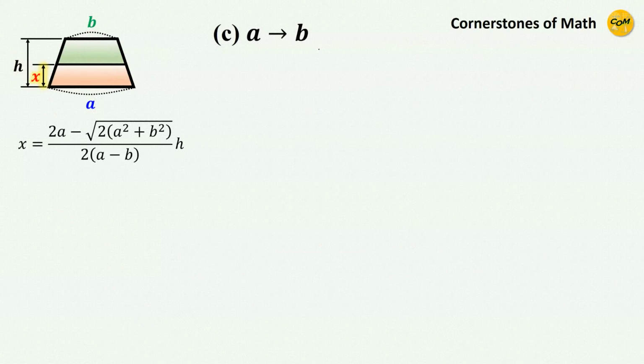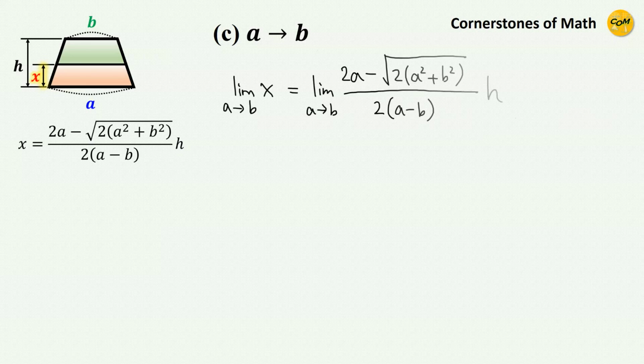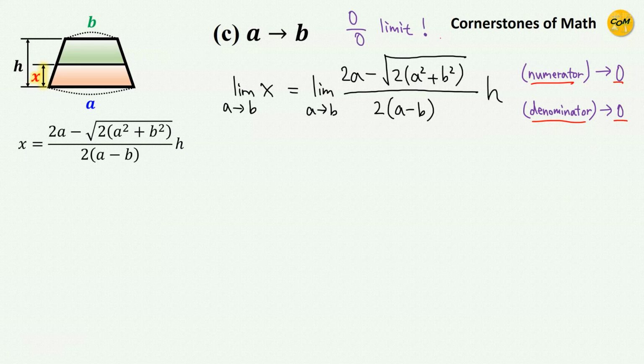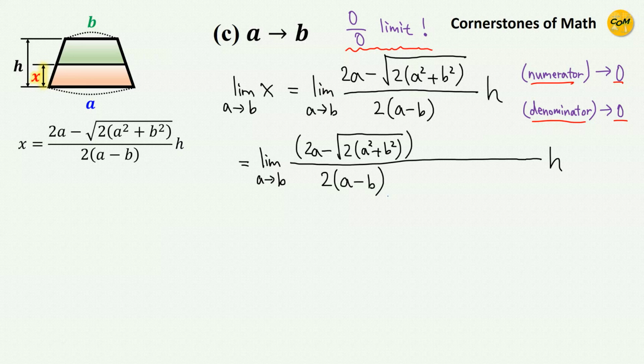And finally, when a approaches b. Here, if you inspect the limit, you can notice that both numerator and denominator approach 0 when a approaches b. That is, this is a 0 over 0 type limit. Therefore, in order to evaluate this limit, we multiply 2a plus square root of 2a squared plus b squared on both numerator and denominator.